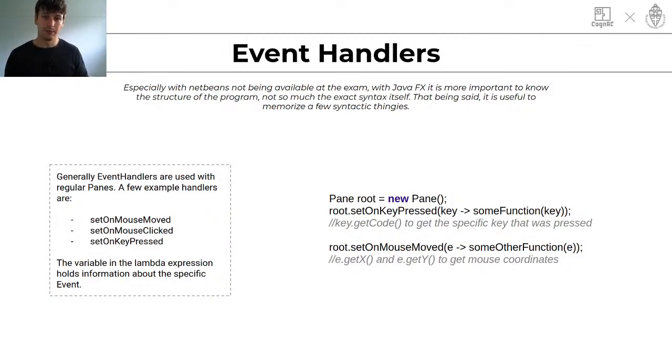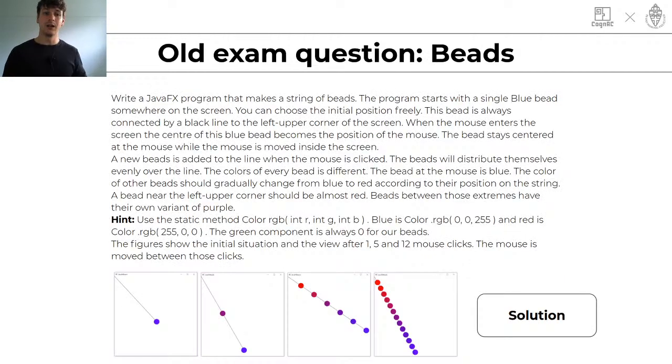This is a lot of talking, so what I would recommend is to look at, for example, this question. This is an old exam question. I'm not going to go through it entirely, you can read it all by yourself, but very quickly, you just need a program that you can see at the bottom. Basically, every time you click, another ball gets added to the list, or to the string, and then the ball changes color essentially.